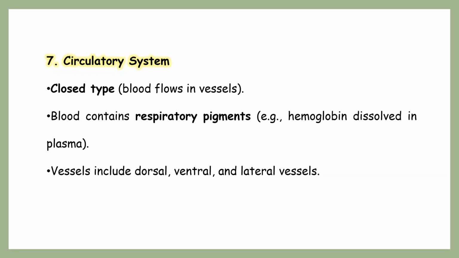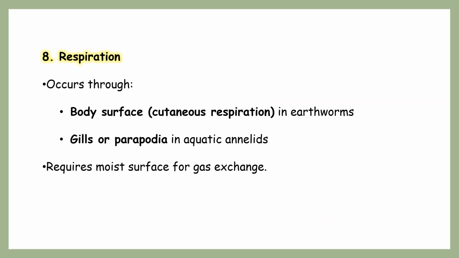Now, the next after that is the circulatory system. In annelids, they exhibit a closed type of circulatory system, which is very well developed compared to previous phyla, where the blood flows inside the blood vessels. That is what a closed circulatory system is. Blood also contains respiratory pigments, like hemoglobin. And in annelids we can observe dorsal, ventral and lateral vessels.